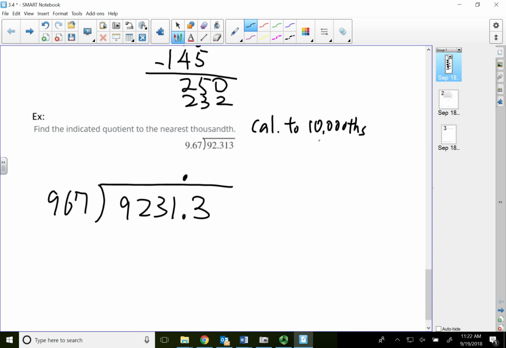So I need to calculate down to the 10,000th. Right now I have a tenth, which is a 3. Add 1 zero to be the hundredth. Add 1 zero is the thousandth. Add 1 more zero will be the 10,000th. Okay, so let's start.